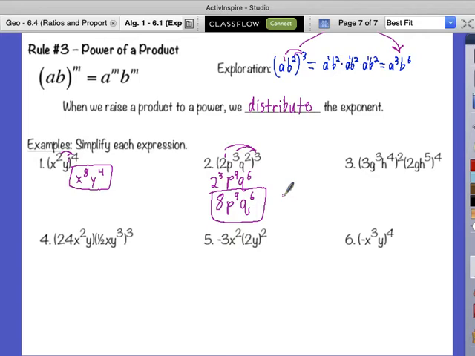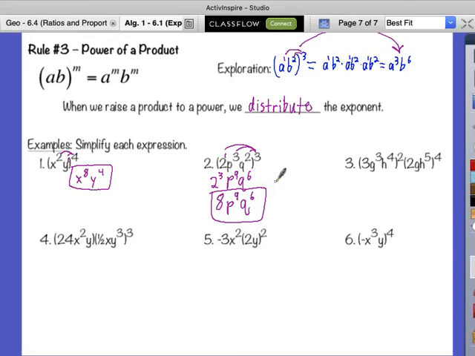So on number 3, we get a little bit more going on here, don't we? Where'd you get that 8 from? That's 2 to the third. 2 times 2 times 2. 2 times 2 equals 4. 4 times 2 equals 8.